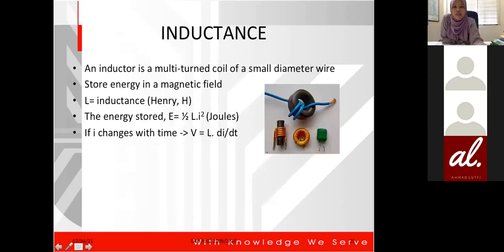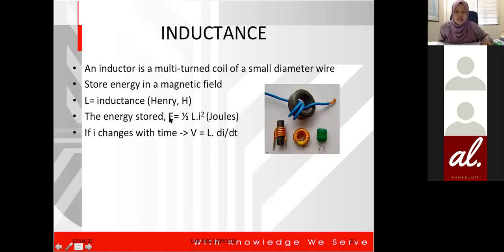Alright, we also have inductance, another component that is very important in electronic circuits, in AC circuits. An inductor is a multi-turn coil of small diameter wire. So if a wire is turned into loops like this, it becomes an inductor inside a circuit. The symbol is L and the unit is Henry.